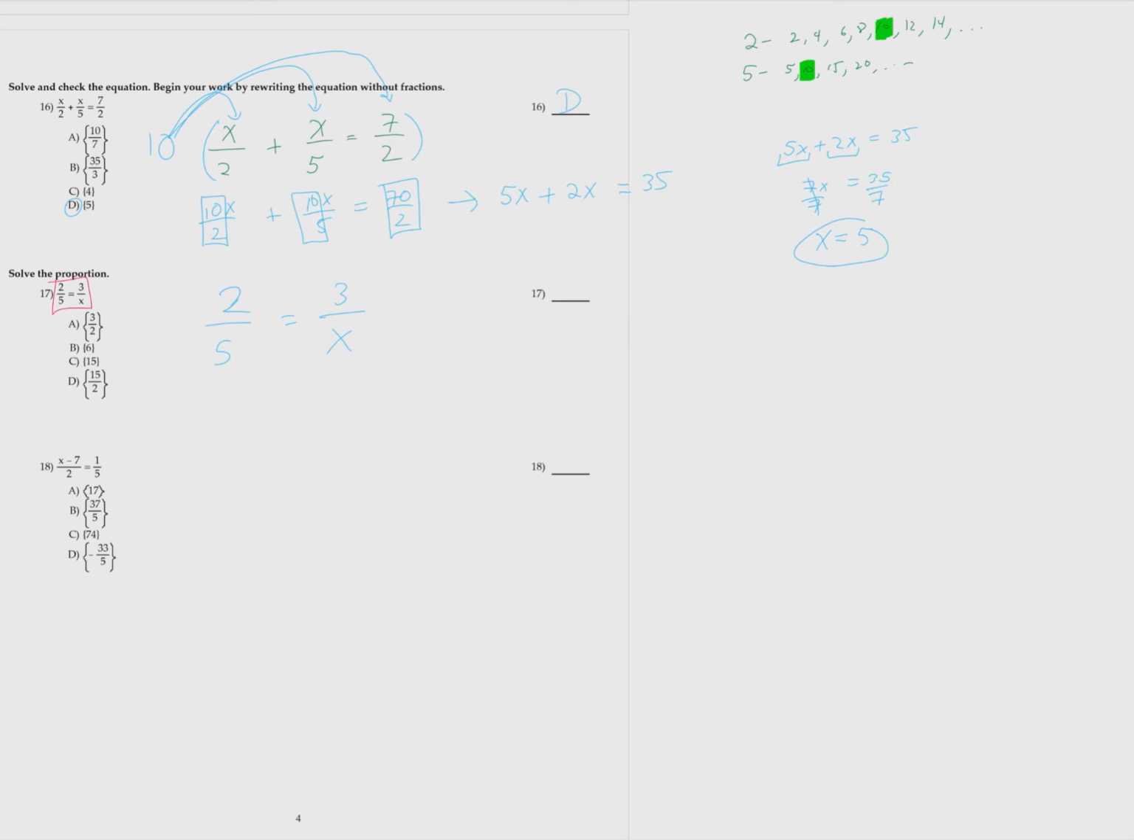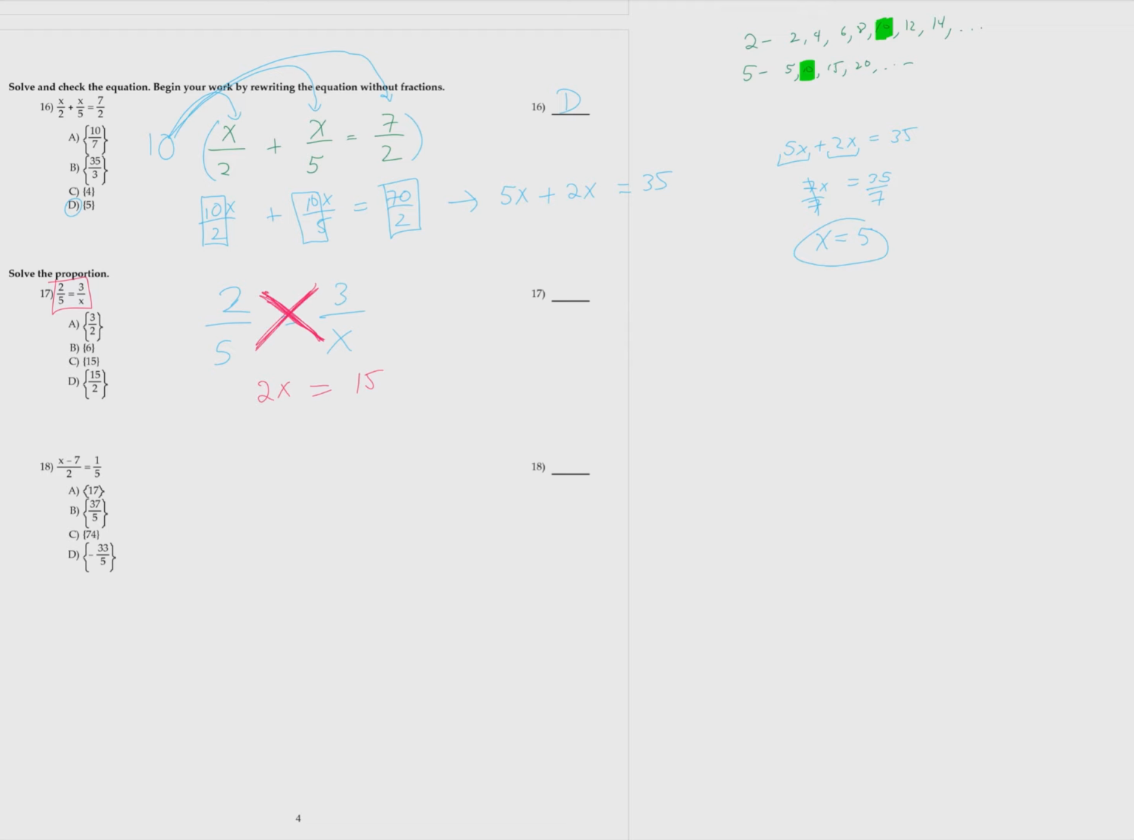The way you solve is by cross multiplying. It's that simple. So I'm going to multiply 2 times x. What's 2 times x? 2x. Then I'm going to put the equal sign because I already multiplied one diagonal pair. Now I multiply the other pair. What's 5 times 3? The answer is 15. 5 times 3 is 15. And now we've got rid of the fractions.